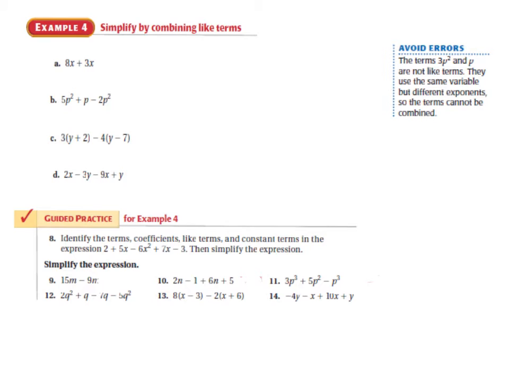All right, so let's look at example A. I have 8x plus 3x. Your first question to ask yourself is, are those like terms? Well, do they have the same variable part? They're both x's.